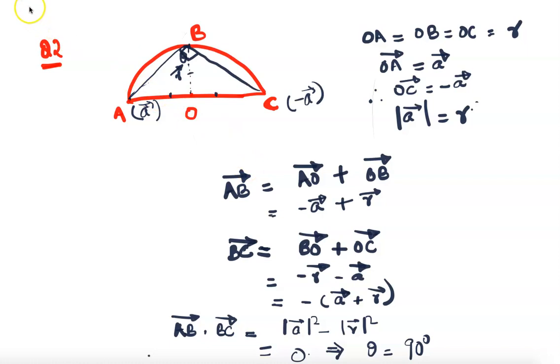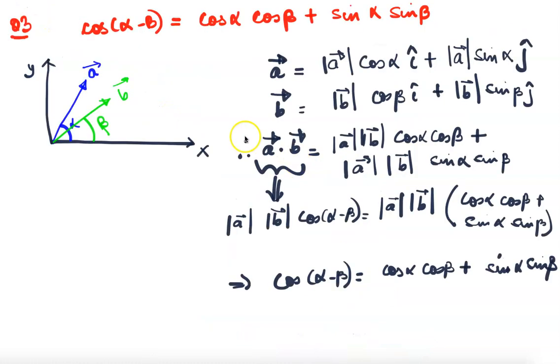Let's go to the third question in the quiz. The third question says prove this identity, which is cos of alpha minus beta is equal to cos alpha cos beta plus sin alpha sin beta. So let's consider a quadrant with X and Y axes, and there is a vector A which has an angle alpha with the x-axis, and then there is a vector B which has an angle beta with the x-axis.